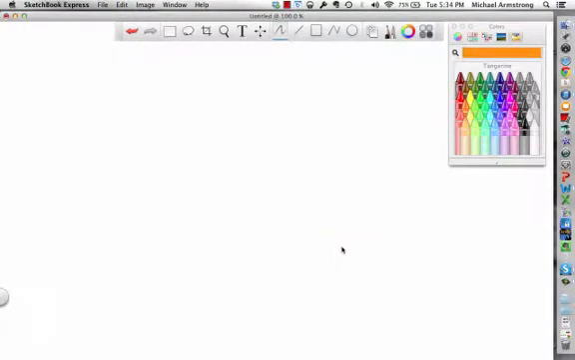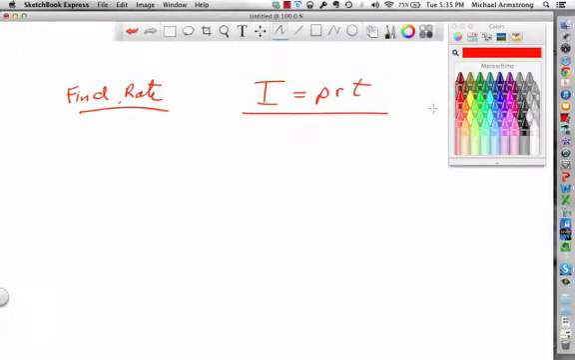Okay, so we're just going to do similar things like that all the way through. It's just going to keep on happening. The second one says find an annual interest rate. So we are going to find the rate, which means they're probably going to give us everything else. Our formula, I, interest equals PRT, principal times rate times time. Have to learn this.